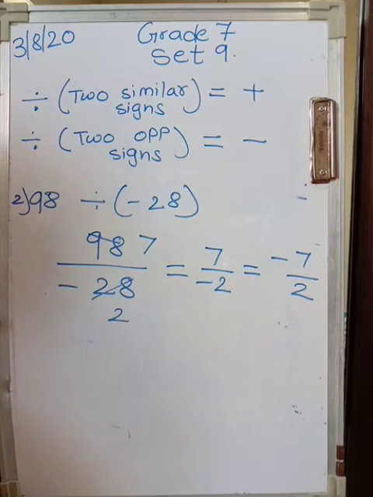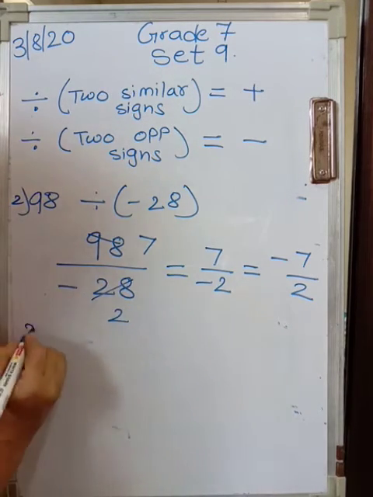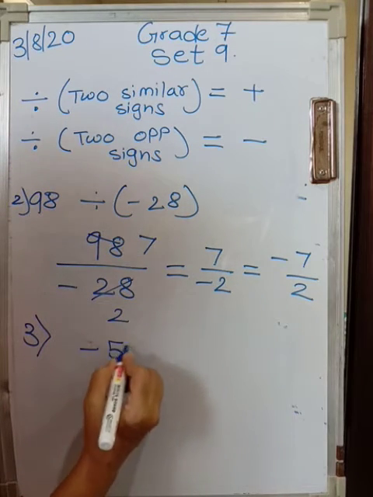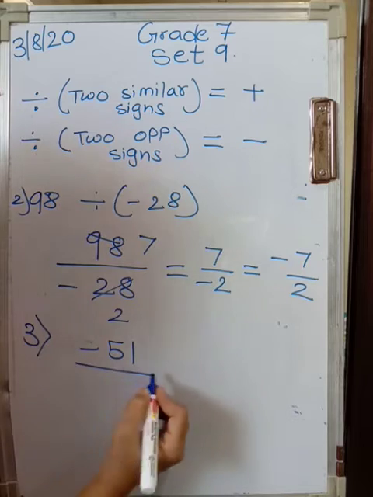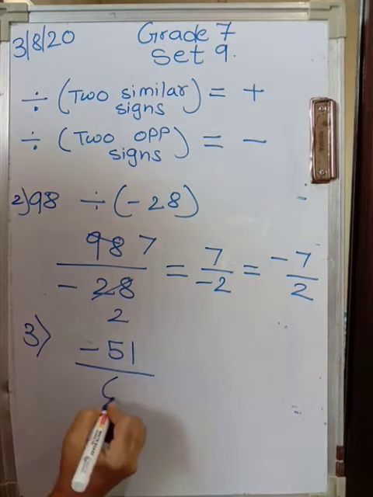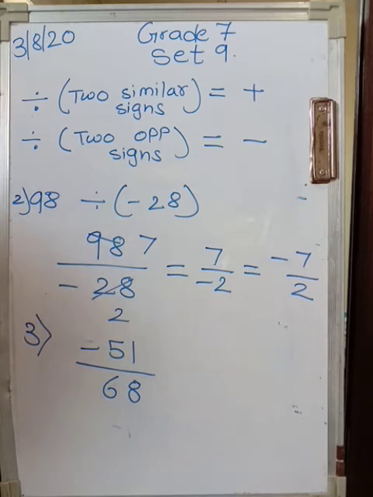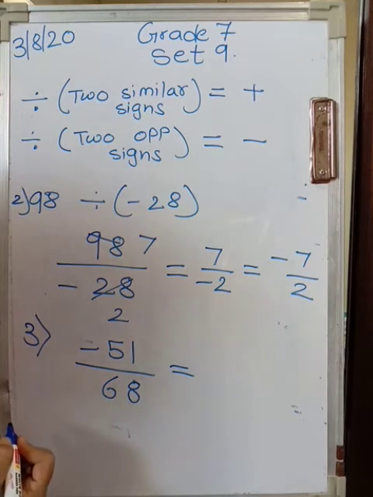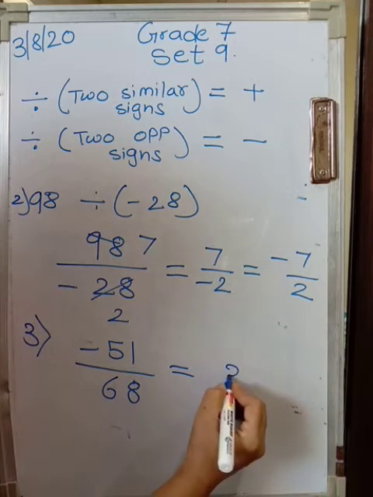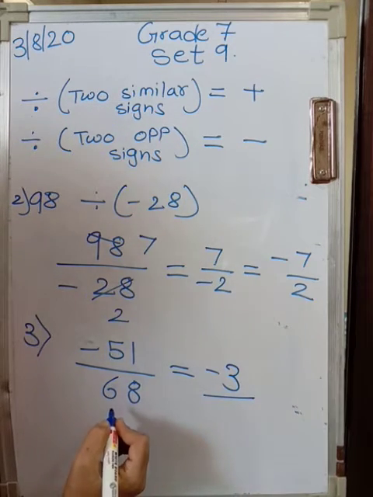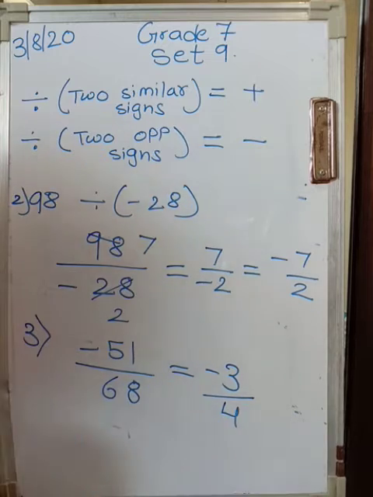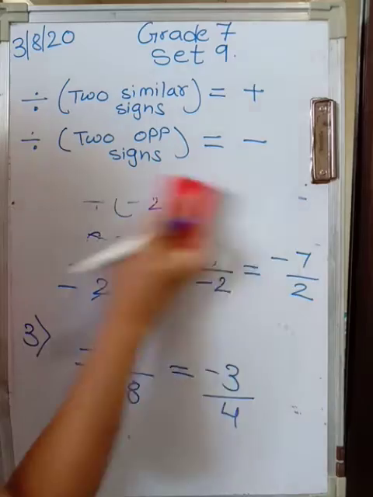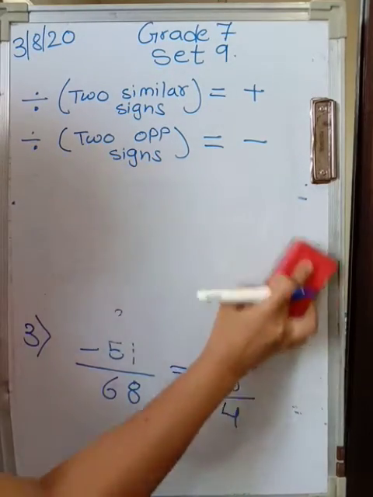Alright. Okay. Now this was the second, we will see the third problem. It is minus 51 divided by 68. Okay. This is your third problem. So this, I think it can be divided by 17's table. So 17 threes are 51, so minus 3, and 17 fours are 68. So your answer is minus 3 upon 4. Okay. You please pause the video and take it down.